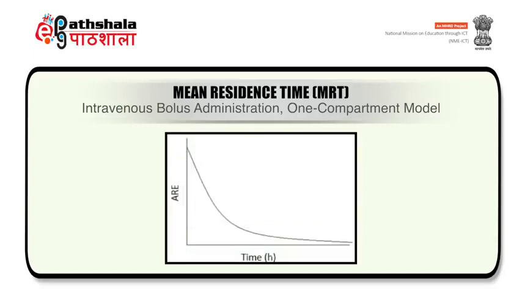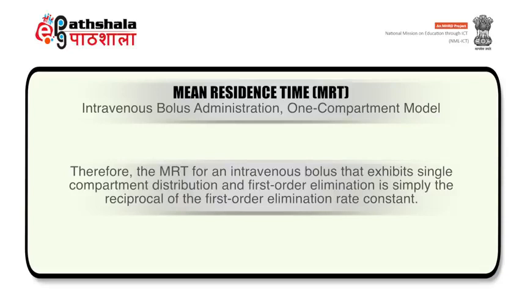When the amount of drug remaining to be eliminated, ARE, versus time in case of a one compartment drug intravenous bolus dose is plotted, a curvilinear curve is obtained, and therefore the MRT for an IV bolus that exhibits single compartment distribution and first order elimination is simply the reciprocal of the first order elimination rate constant.